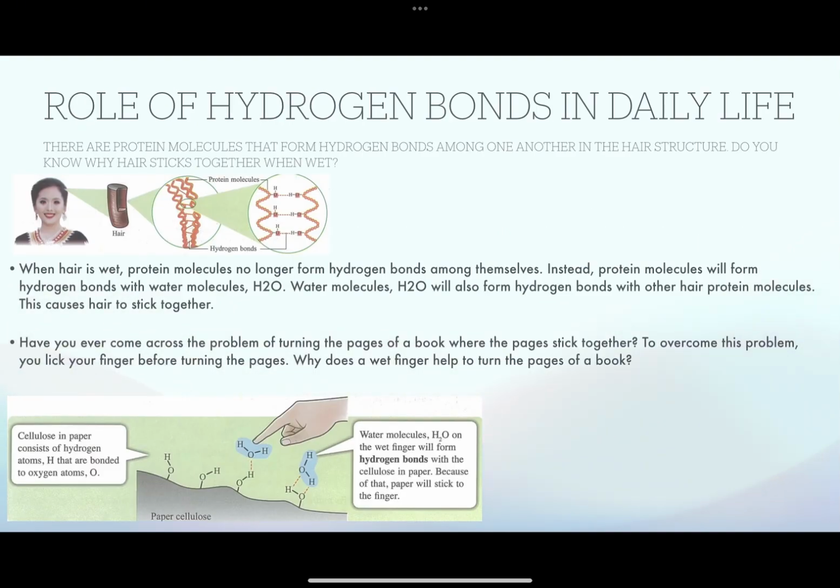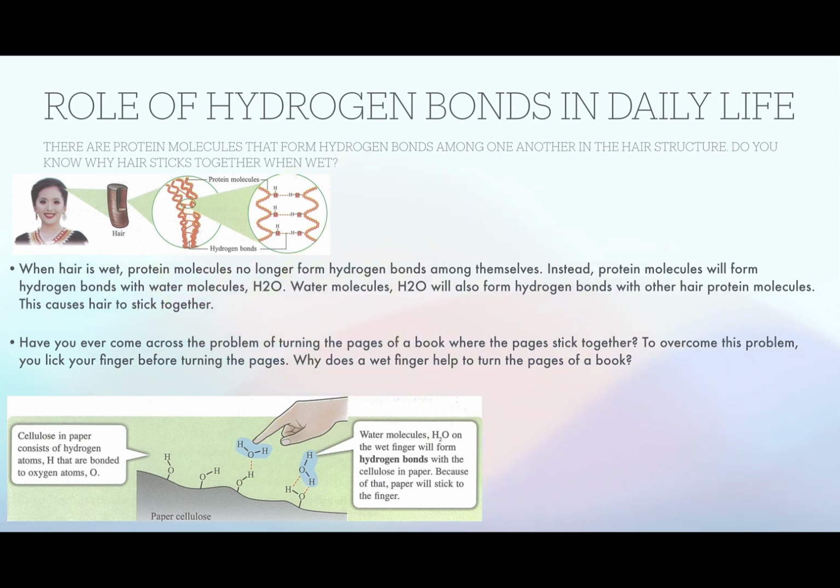Role of hydrogen bonds in daily life. There are protein molecules that form hydrogen bonds among one another in a hair structure. Do you know why hair sticks together when wet? When hair is wet, protein molecules no longer form hydrogen bonds among themselves. Instead, protein molecules will form hydrogen bonds with water molecules, H2O. Water molecules, H2O, will also form hydrogen bonds with other hair protein molecules. This causes hair to stick together.